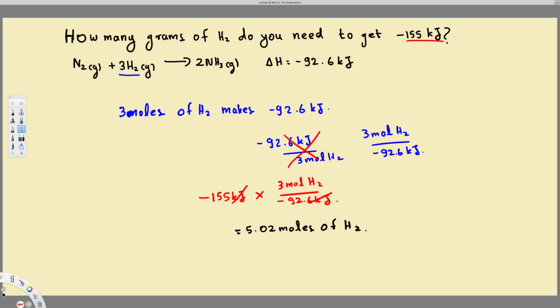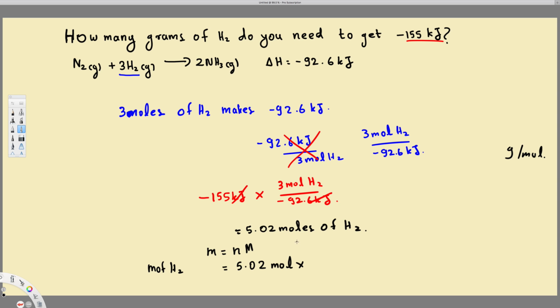Now we have the moles of H2, but the question is asking how many grams of H2. We have the mole, and we know that for molar mass the unit is going to be gram per mole. If we multiply this by gram per mole, mole cancels, and we will get the gram, right? We know that mass is equal to n times capital M, mole times molar mass. So let's calculate this. So m of H2 is going to be equal to 5.02 moles multiplied by the molar mass of H2.